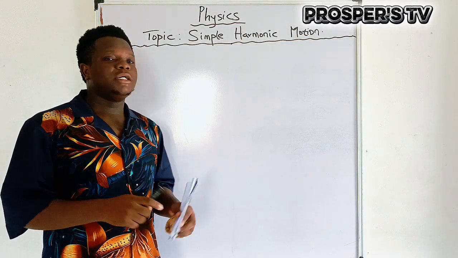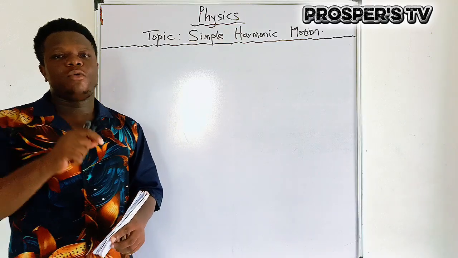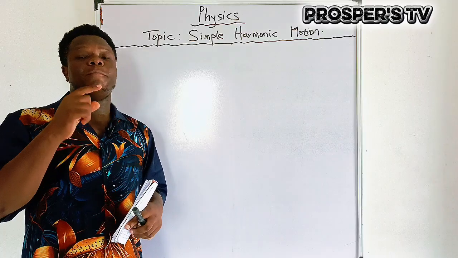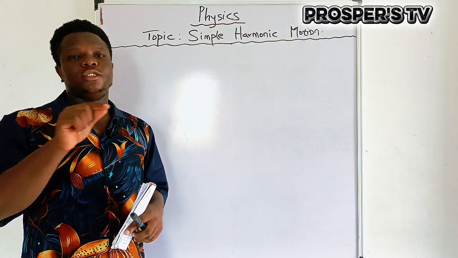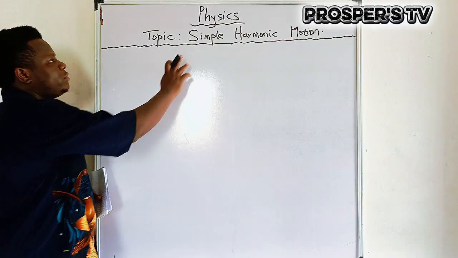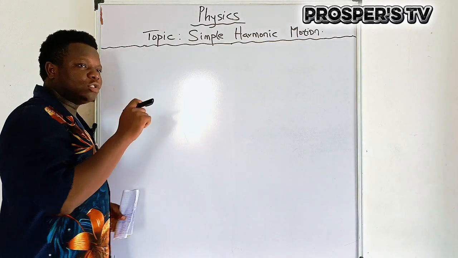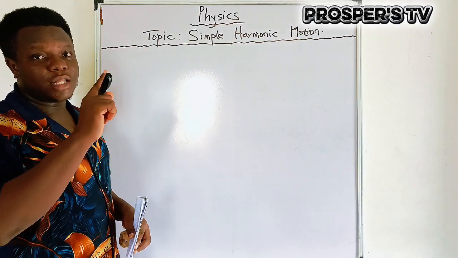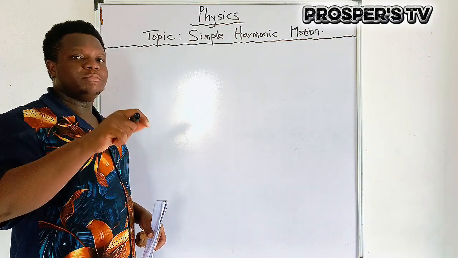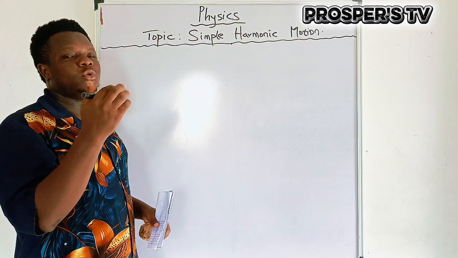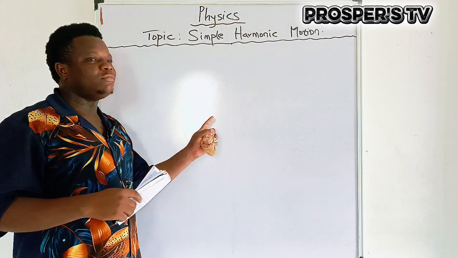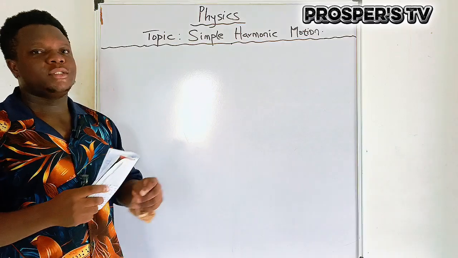So firstly, let's start with the definition. What is simple harmonic motion? Simple harmonic motion is the motion of a body or a particle in a straight line, such that the acceleration of the body is always directed towards a fixed point and is directly proportional to the displacement of the particle from that fixed point.